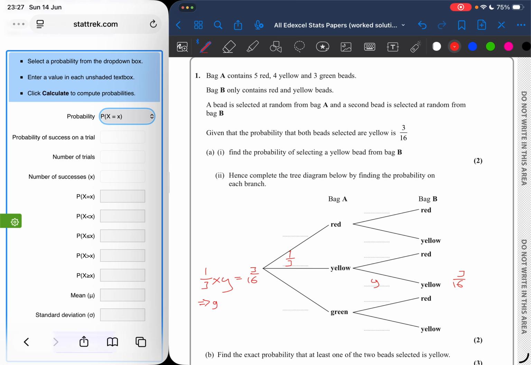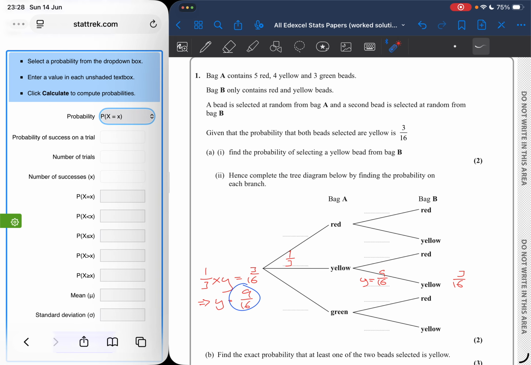Times both sides by 3 then. Y will give us 9 on 16. So that's going to go in that little gap there. Lovely jubbly. Looks good to me. We'll do that bit. Nice.